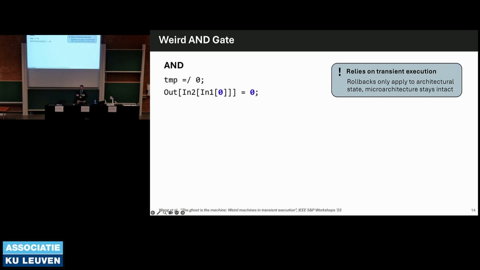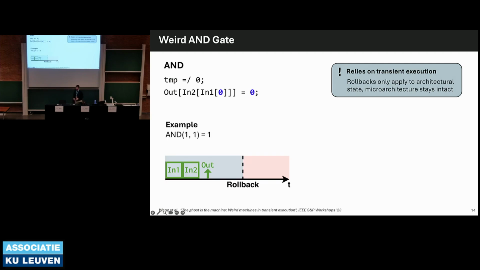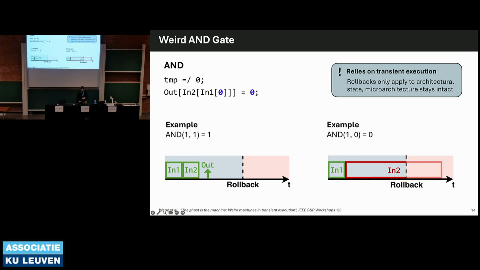Now keep in mind that these are weird registers, so it's only their cache presence that we're interested in, not their architectural value. So let's look at the first case where both inputs are 1, which means both inputs are cached. In this case, we can load them fast enough to cache the output variable before the rollback happens. If we compare that to the second example, where one input is not cached, well, then loading that input takes too long and it exceeds our transient window, and the rollback will prevent us from caching the output variable. This is exactly the AND gate behavior that we're implementing. Only if both inputs are cached, the output will also be cached.